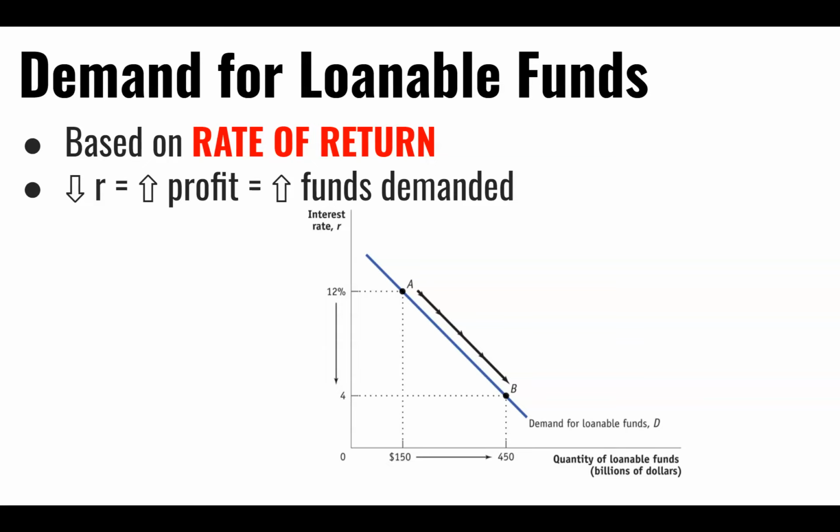The demand for loanable funds is based on your rate of return. If the interest rate is high, there will be fewer loanable funds demanded because you're going to have to get a much higher rate of return to justify the loan. The lower the interest rate that you have to pay for the loan, the greater the quantity of loanable funds you would like to take out, because it means a greater opportunity for profit. So it's a downward sloping demand curve like it is for every other demand curve we've ever studied. The higher the price, the lower the quantity demanded. The lower the price, the greater the quantity demanded.